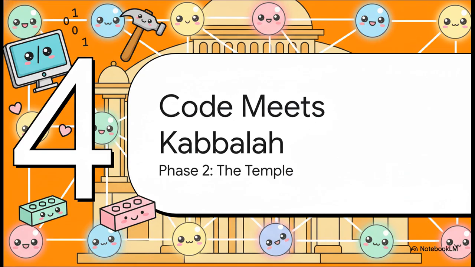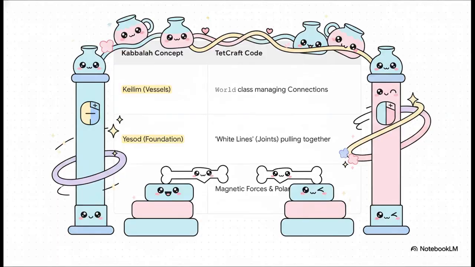So from that initial blueprint, we move on to the actual building. How does the code create a world that actually reflects the physical architecture of the Second Temple? Well, the temple's structure was defined by its kelim, or its vessels. In the code, that's literally the world class that manages all the connections and pairs. The temple's foundation, called Yesod, is mirrored by those white lines, the joints that are literally programmed to aggressively pull together, trying to shrink down to zero length. Even the famous pillars of the temple, Yachin and Boaz, are represented by the simulation's magnetic forces and their polarity.